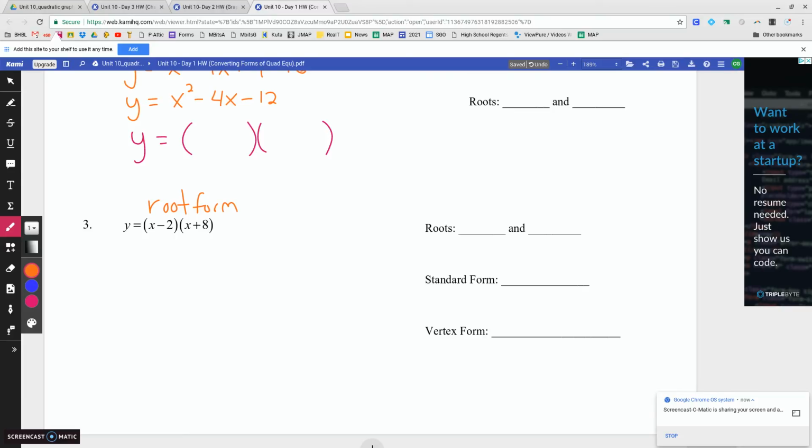And I first want to recognize what are my roots. So my roots here, remember I'm going to negate my values. My roots are 2 and -8. Now to find standard form, remember I'm going to double distribute or use my box method or my happy tomato, and I'm going to get my parentheses gone. And for my vertex form, remember that you are completing the square.